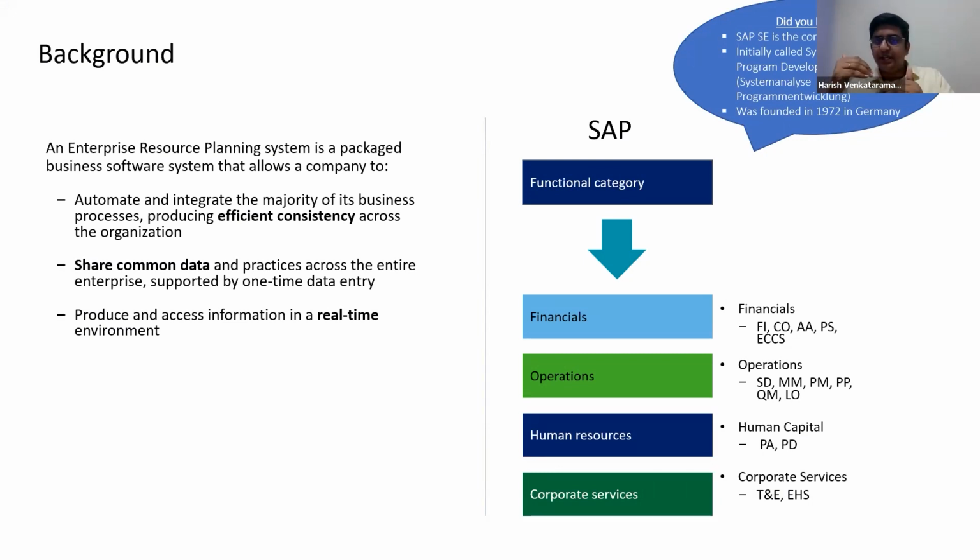Now in SAP, we have different modules, right from the financial module or cost and controlling module, which we will discuss in the upcoming slides as to what the different key modules are. The modules are split into various segments: financials, operations, human resources, and also corporate services for time and expenses and employee health services as well.